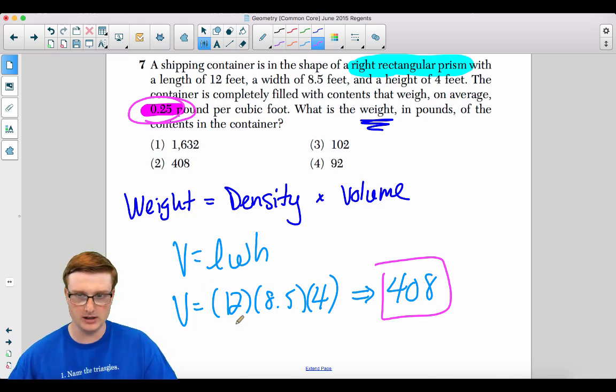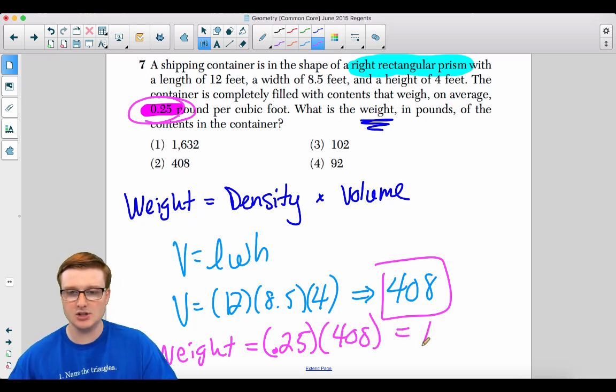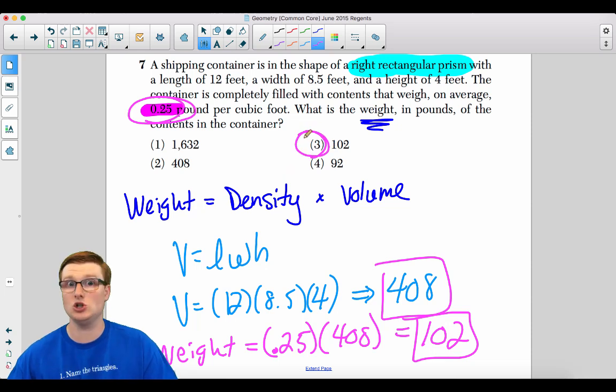Now, we take 408 and the 0.25 pounds, and we plug it into our weight formula. So once again, weight is equal to density times volume. The density is 0.25, and we are going to multiply by 408. And your weight is going to be 102 pounds, which is going to be choice 3.